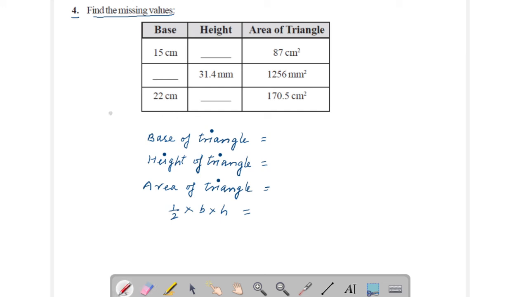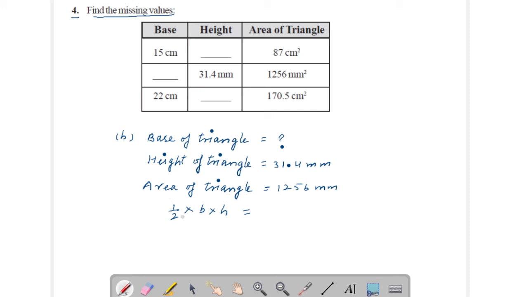Now come to B part. Here base of the triangle you have to find out. Height of triangle, it is 31.4 millimeter. Area of triangle, it is 1256 millimeter.